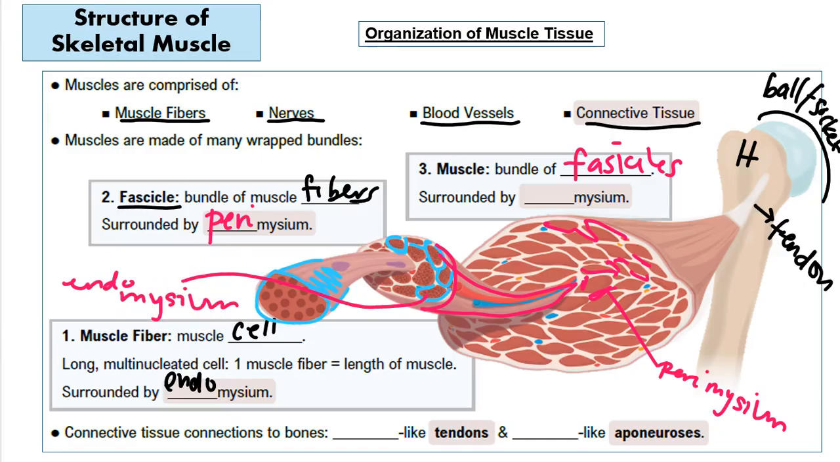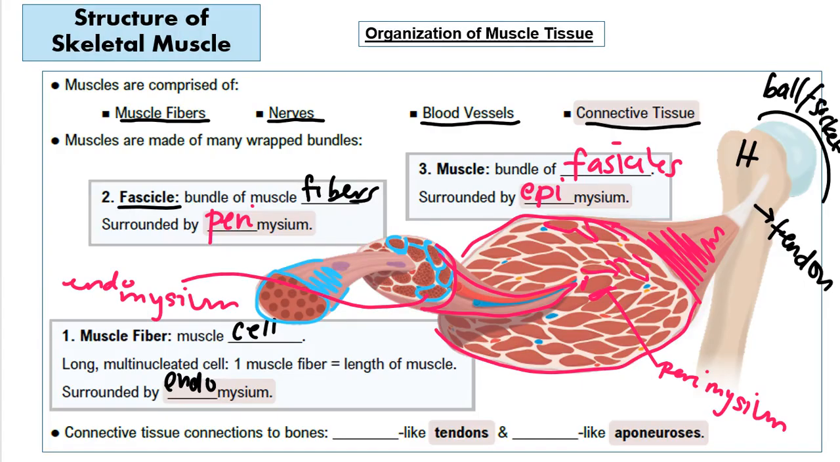So let's review. A single muscle fiber or muscle cell is surrounded by endomysium. When you have a bundle of those muscle cells coming together, that's called a fascicle, and that is surrounded by perimysium. And when you have a bundle of fascicles coming together, that forms a muscle. Okay, so the question is, what is the muscle going to be surrounded by? Well, the muscle is going to be surrounded by epimysium. This whole thing that's surrounding this muscle is epimysium.